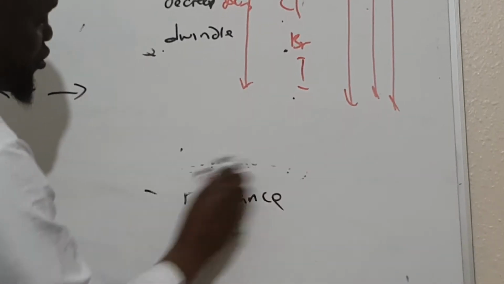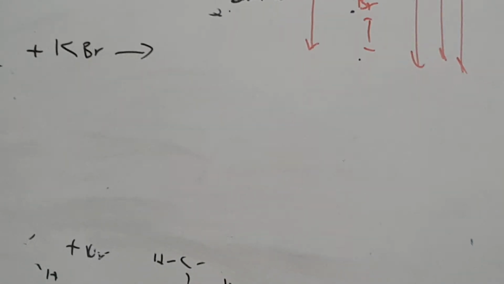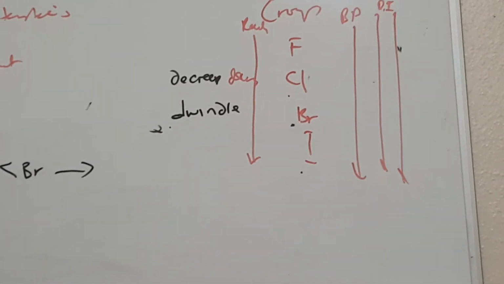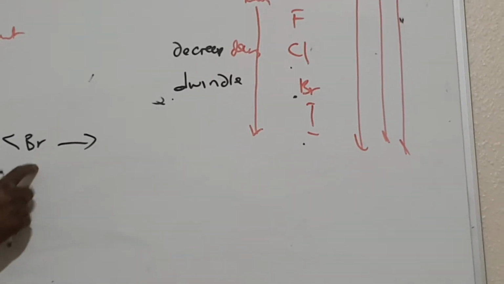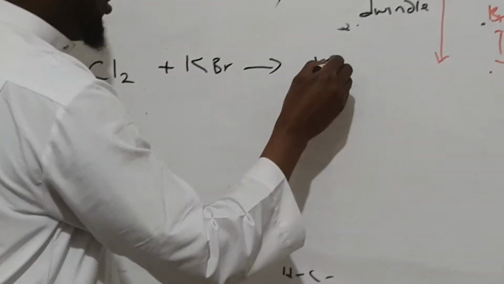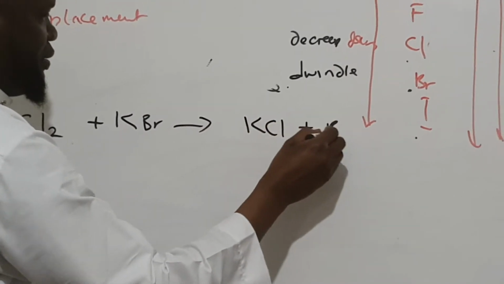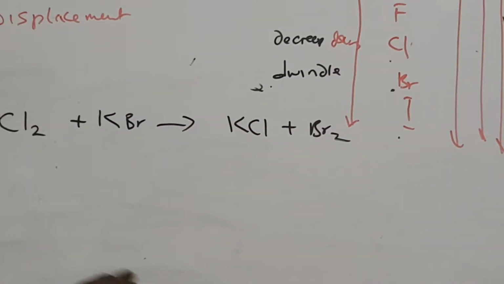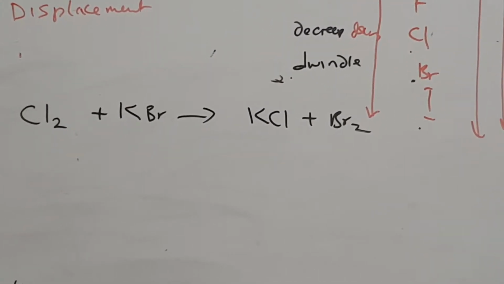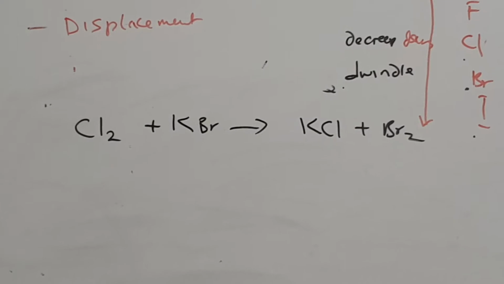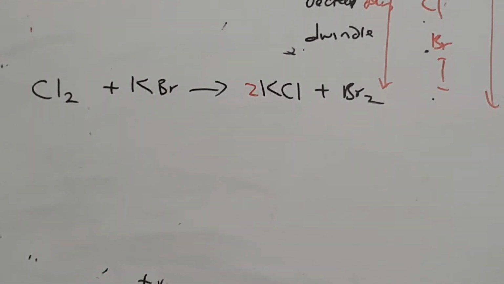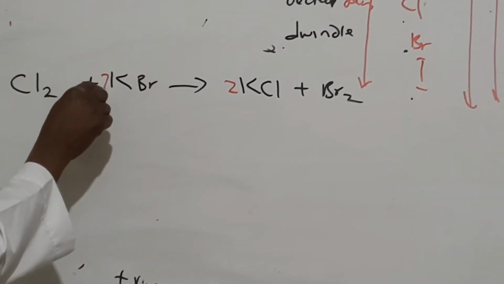Because chlorine is higher up in the group, it is more reactive than bromine. So it will displace bromine from the salt of this halide. So basically, you are going to have potassium chloride plus bromine. So you can balance it. How do you balance it? Now you are experts in balancing equations. Two chlorine, one chlorine. Add 2 there, and 2 for the KBr. 2KBr is balanced, yes.